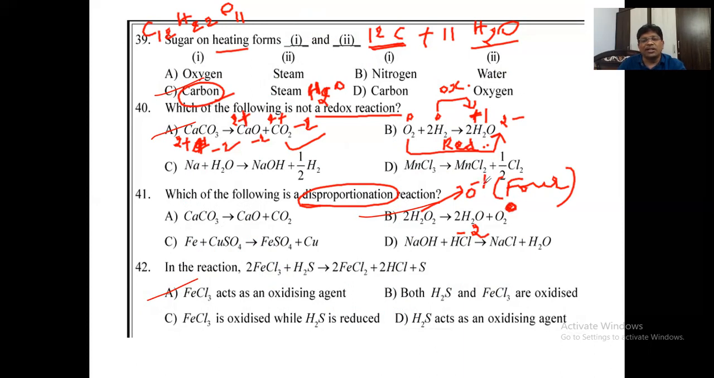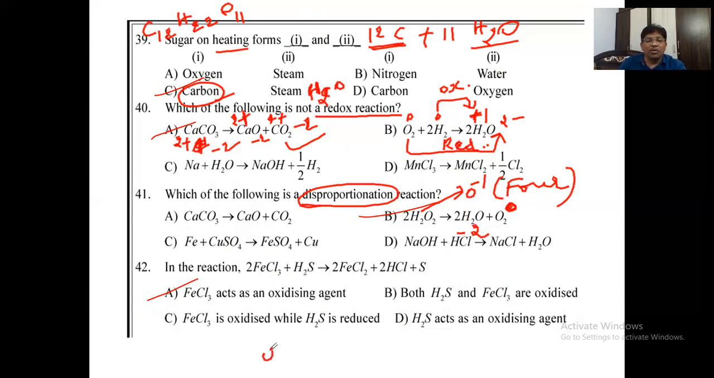Again, O-1 is also oxidized to O0. Now -1 is a lower value, 0 is a greater value. So -1 to 0 indicates what? An increase in the charge. Increase in the charge is called what? Oxidation. So some O-1 ions changing into O0 are undergoing oxidation. Some other O-1 ions are undergoing reduction to O-2.